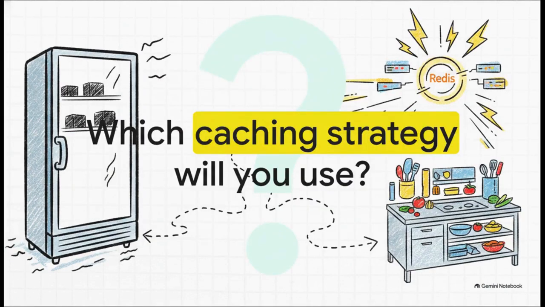And just like that, we've made it to the end of our Day 13 explainer. We've journeyed all the way from the slow, heavy walk-in freezer of traditional databases to the lightning-fast chef's countertop of Redis. So I'll leave you with this final thought as you look at your own code bases. Which caching strategy are you going to implement to rescue your slow application today?